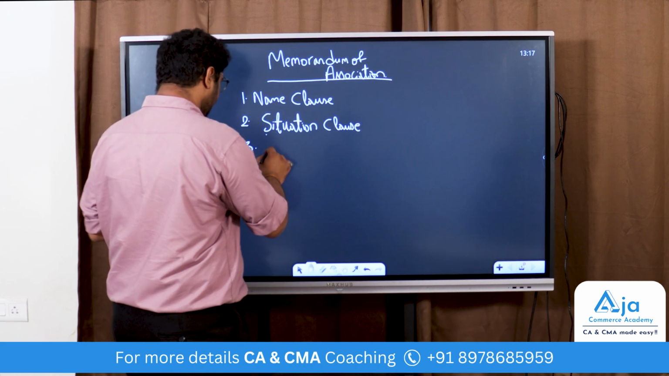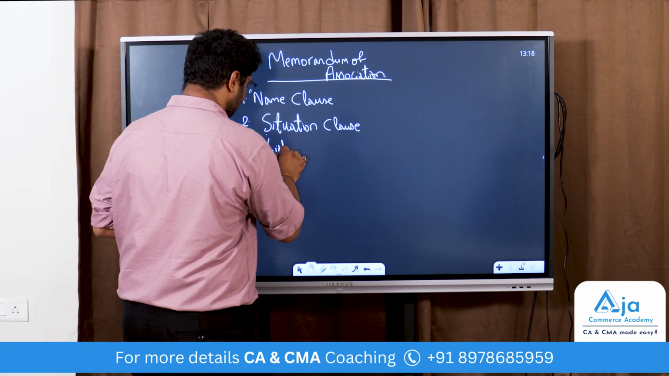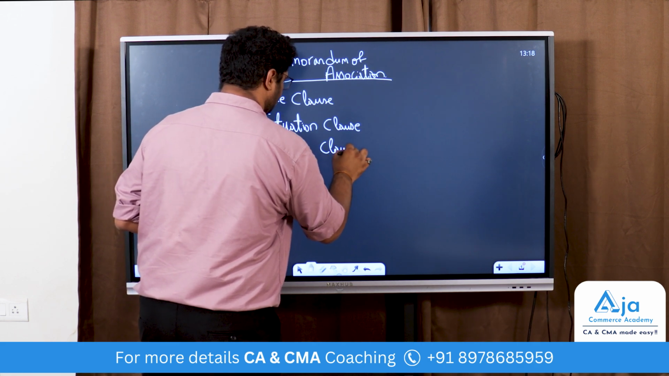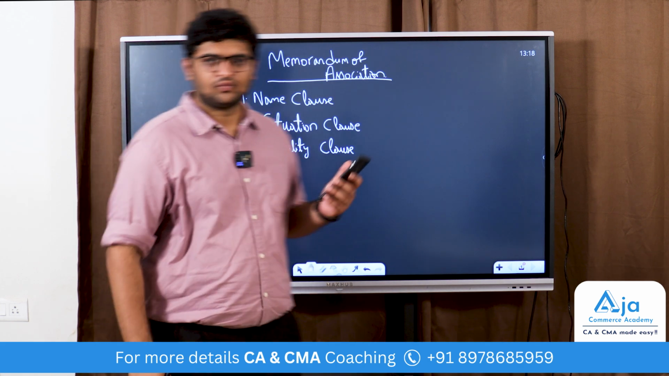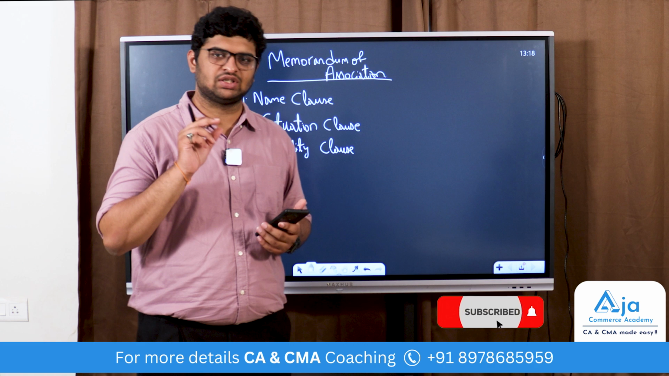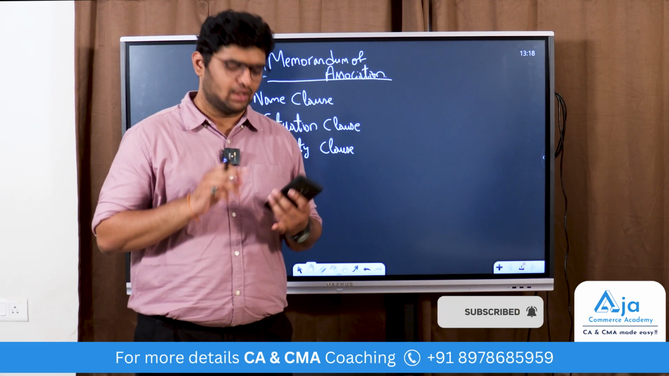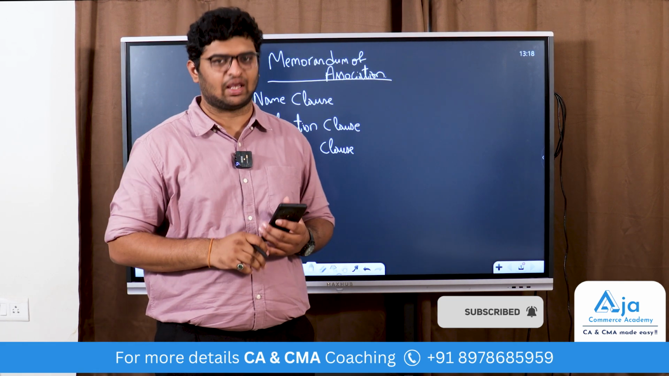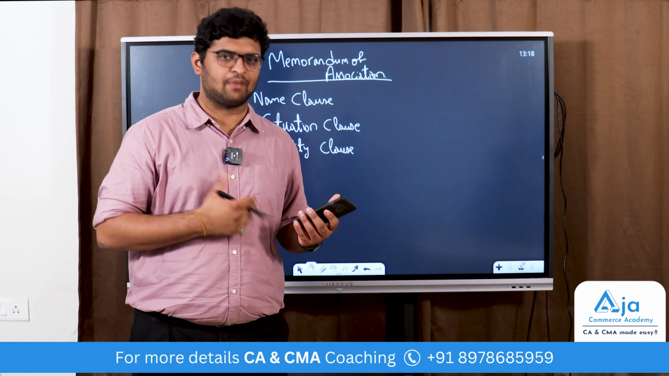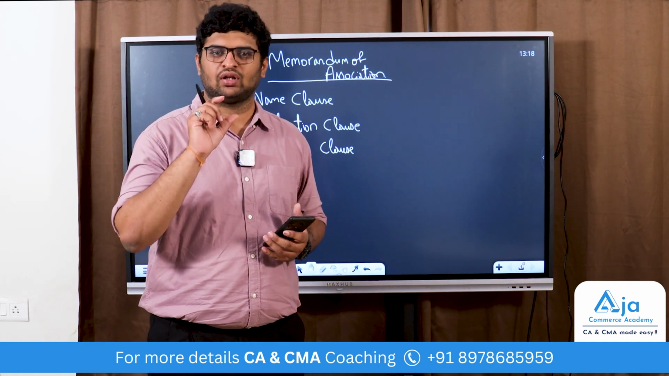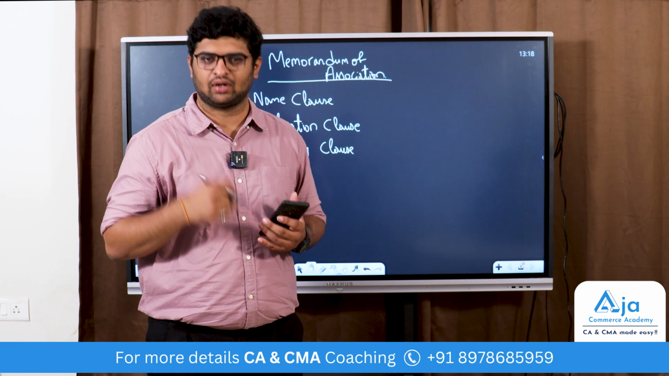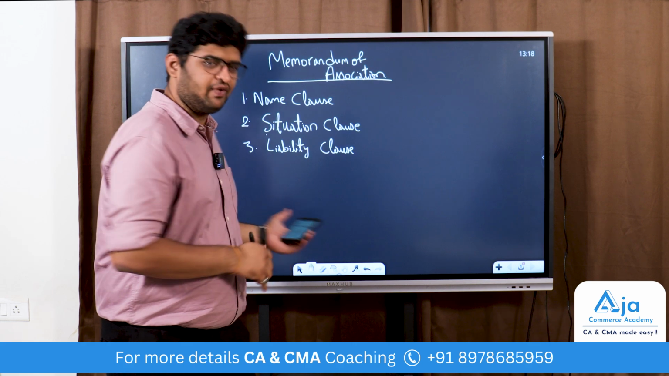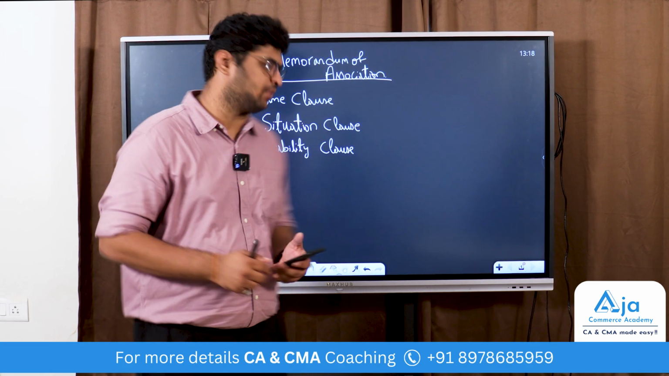Next is the liability clause. The liability clause mentions whether the company is limited by liability or is an unlimited company. If it's limited by shares, the shareholder is liable to pay only the unpaid amount of the share. If it is a company limited by guarantee, then whatever guarantee amount the shareholder or member gives, he is liable to pay that amount. And companies are never unlimited here.